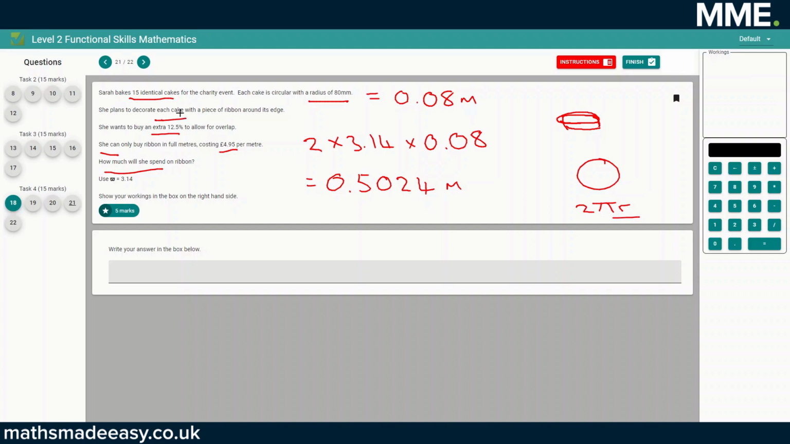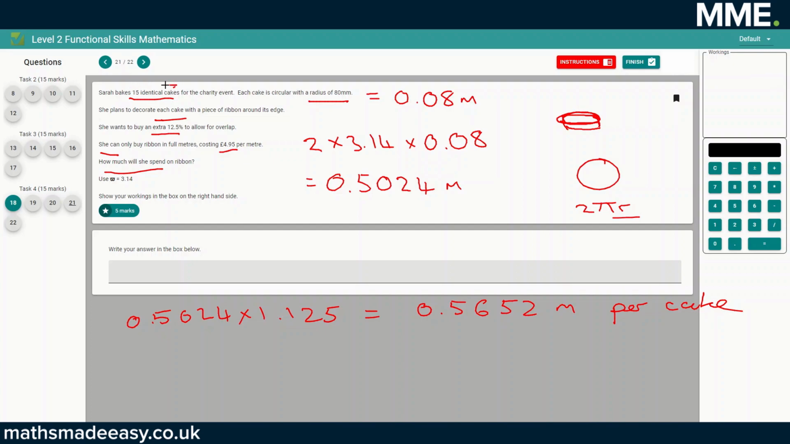However, she also wants to allow an extra 12.5% for the ribbon to overlap. In this case what we're assuming here is they meet perfectly end to end, but in reality they'll overlap a bit in the middle where they meet. So she wants to add 12.5% for that. To do that we just need to take this value here, 0.5024 metres, and multiply it by the decimal equivalent of the percentage, which is 1.125, which comes out to be 0.5652 metres per cake.